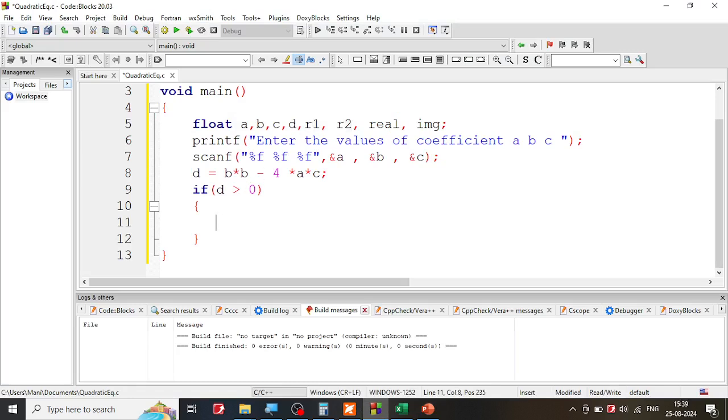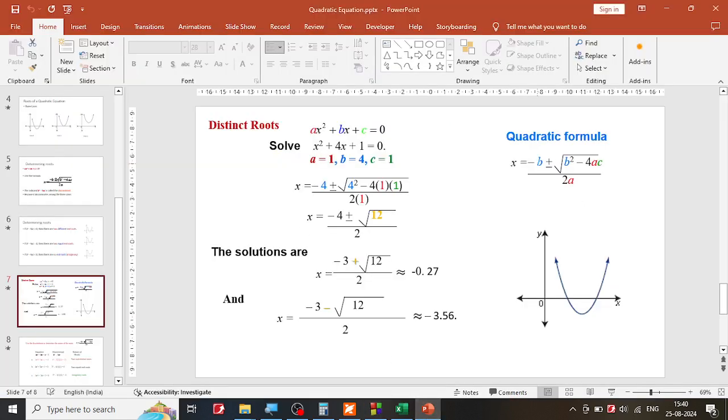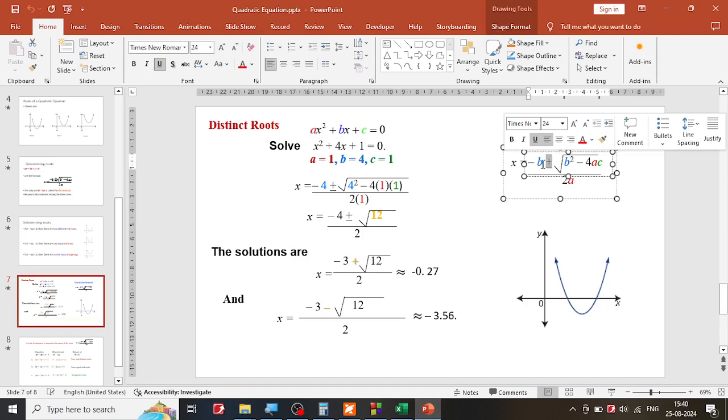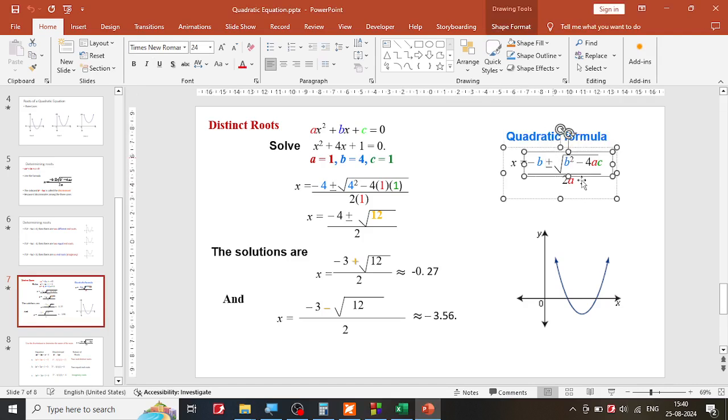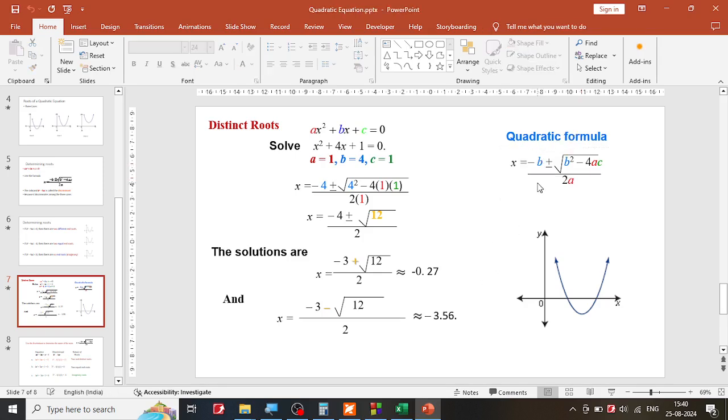So I'm going to get the two real values. What are the real values? The real value is this equation: minus b plus square root of b squared minus 4ac, divided by 2a. This is one value. What is the other value? Minus b minus. So you have this plus or minus here. The first one is minus b plus square root of b squared minus 4ac. The other one is minus b minus square root of b squared minus 4ac. So you are going to get two different values for this root.